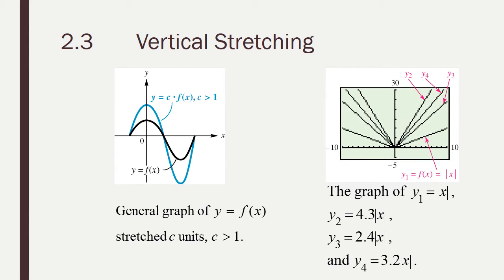Here's an example on the screen of a graphing calculator. y1 is the graph of the absolute value function. And then you can see y2, 3, and 4 is the same graph with different numbers multiplied in front of the absolute value. Again, notice that the larger the number, the more it's stretched upward.